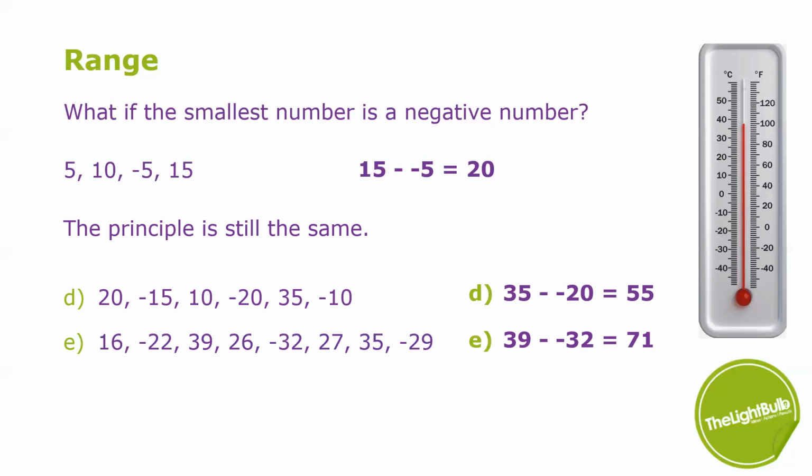So remember, the principle is still the same. When we're minus a minus, it becomes a positive. So we need to add it. And the range will always be positive. You are never going to have a negative range. So that might help as well if there's any confusion about whether to add a minus in front of the range or not. The range is always positive.